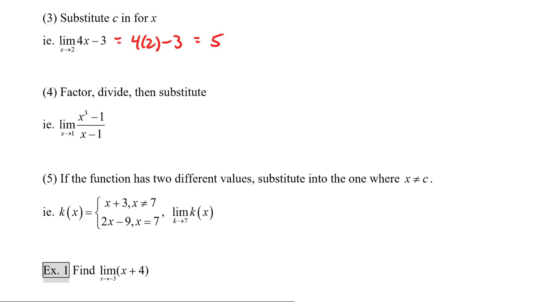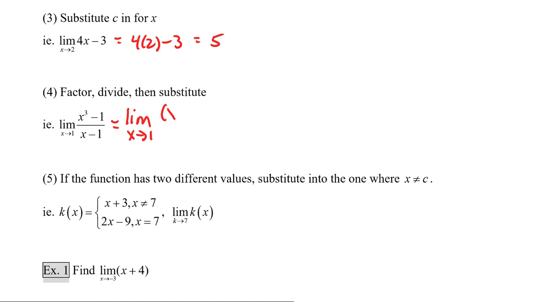Another technique is to factor, divide, then substitute. This is something that happens when you have the limit of a quotient, and if you try to plug in the c value you wind up dividing by 0. In this case, if I plug in the 1, I'm going to divide by 0. But if you remember in the last lesson, just because you have a hole in a graph does not mean the limit doesn't exist. So if I were to factor and divide and cancel out the factor in the denominator that is causing me to divide by 0, that just means there's a hole in the graph and I can still find the limit. So let's try this. The numerator is the difference of cubes.